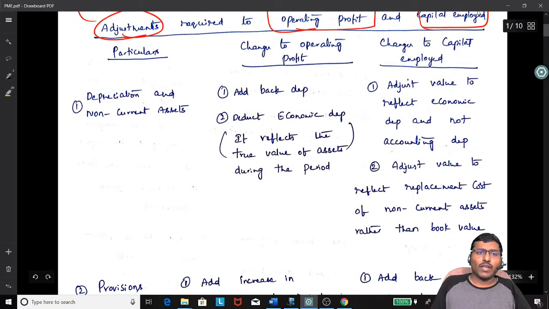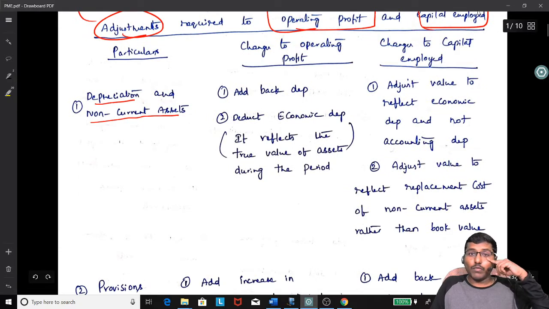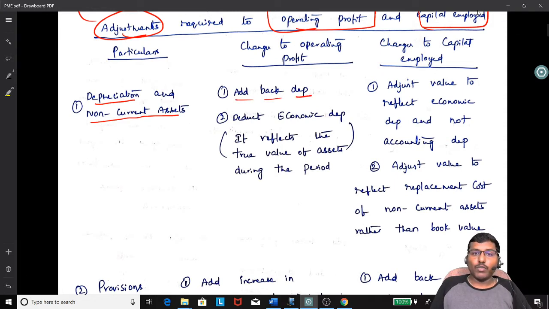Now see here. First one is, when it comes to depreciation and non-current assets, what will be your adjustment? So you need to add back depreciation, which means we are basically talking about accounting depreciation, you need to add back, and immediately you have to reduce economic depreciation. So basically depreciation I'll reduce, but if it is accounting depreciation that you have reduced, then you have to add it back, nullify the effect, because already you have reduced. Now if you add back, the net effect will be 0. Nullify the effect, and again you reduce economic depreciation, which means what is the net effect? It's actually that you have reduced economic depreciation only.